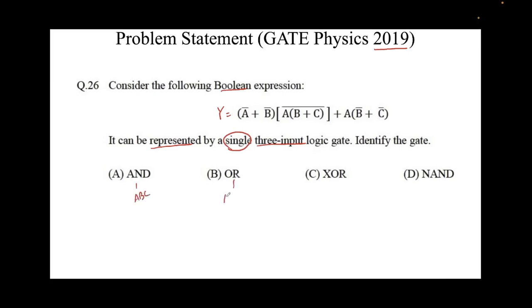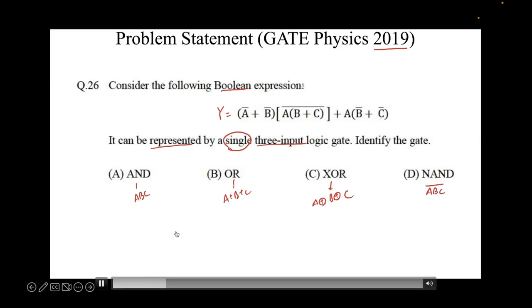If it's OR, it comes out to be A plus B plus C. This whole expression will simplify to either of these. If it's XOR, it will come out to be A XOR B XOR C. And if it's NAND, it will come out to be (ABC) whole bar. So we will first simplify this expression, and we'll try to find out which one of the following it matches.